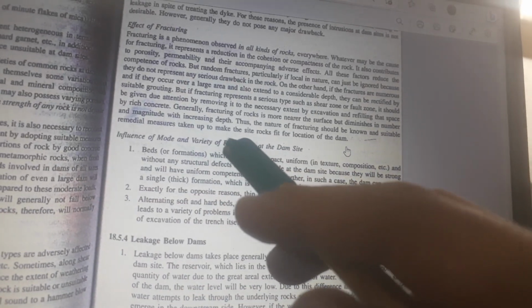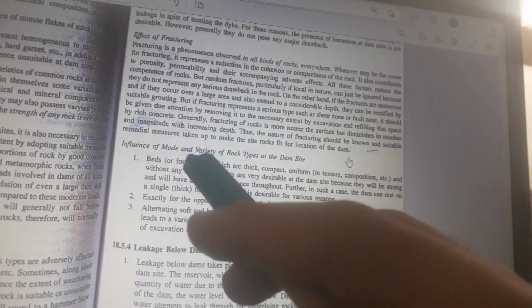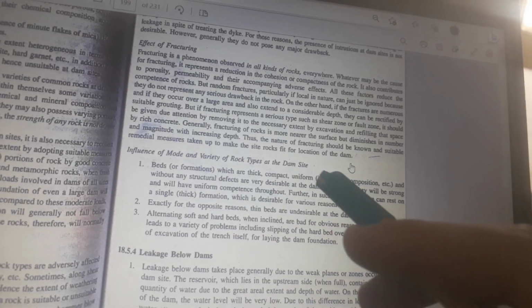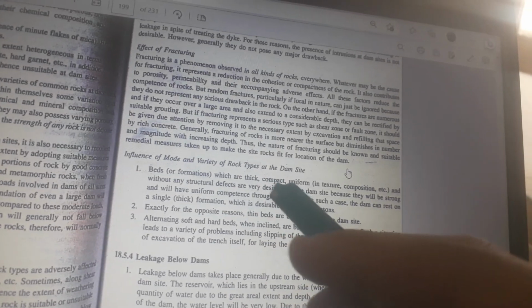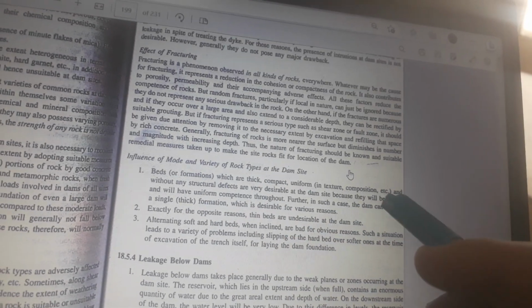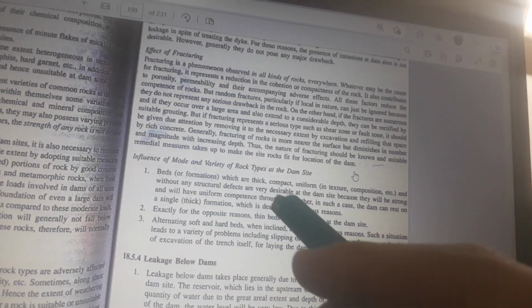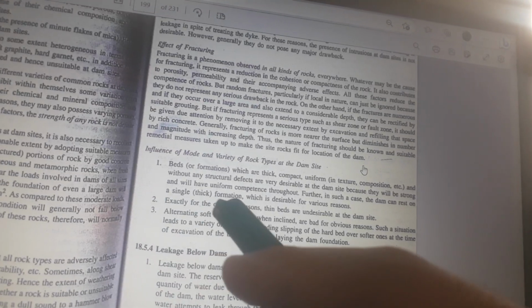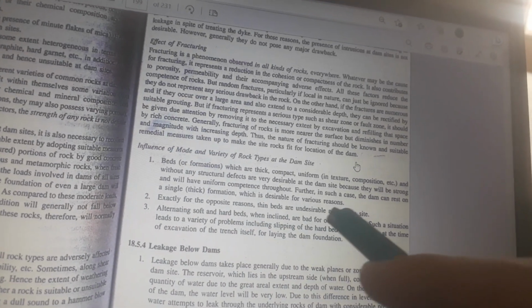Influence of rock types on dam sites. Beds of formation which are thick, compact, uniform in texture and composition, and without any structural defects are very desirable at the dam site because they will be strong and will have uniform competence throughout. Exactly for the opposite reason, thin beds are undesirable at dam sites.